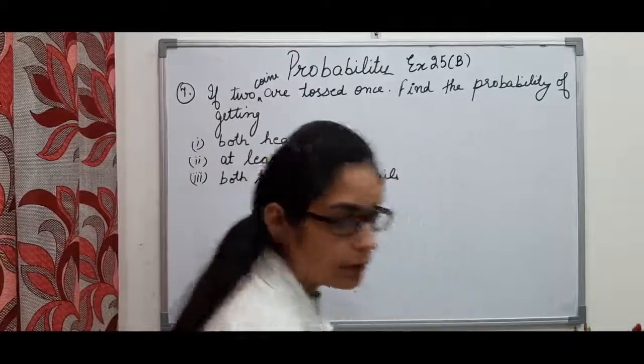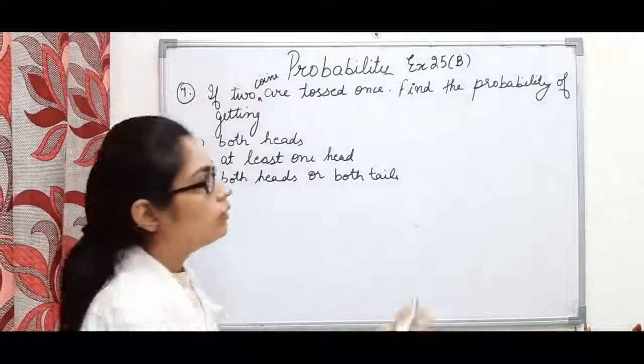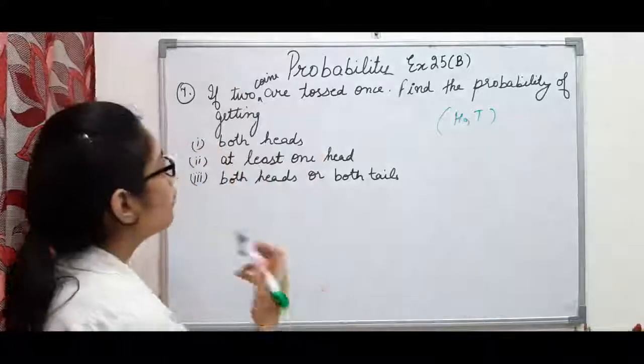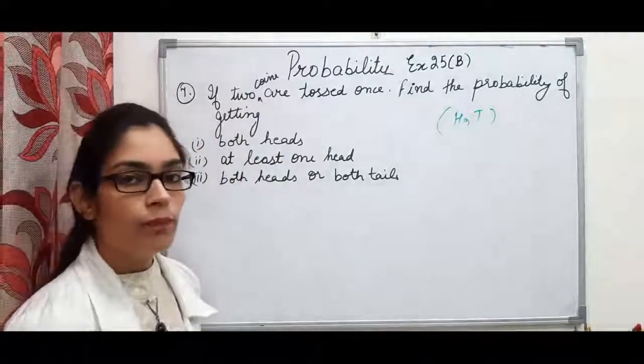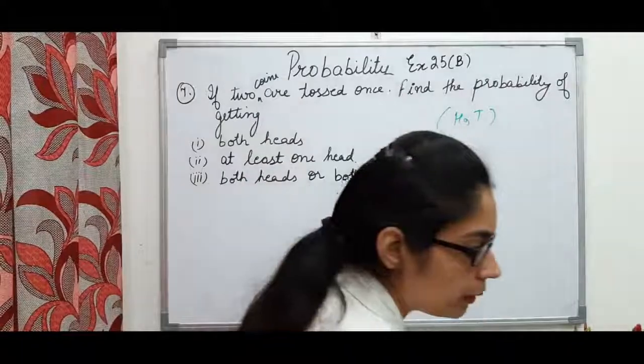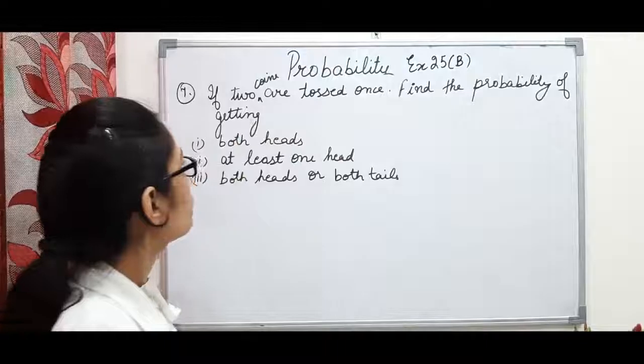Earlier we were tossing only 1 coin, so we were either getting head or tail. So only 2 were our possible outcomes. Now they can give you 2 coins tossed or 3 coins tossed. So how do we find the number of possible events in those questions?